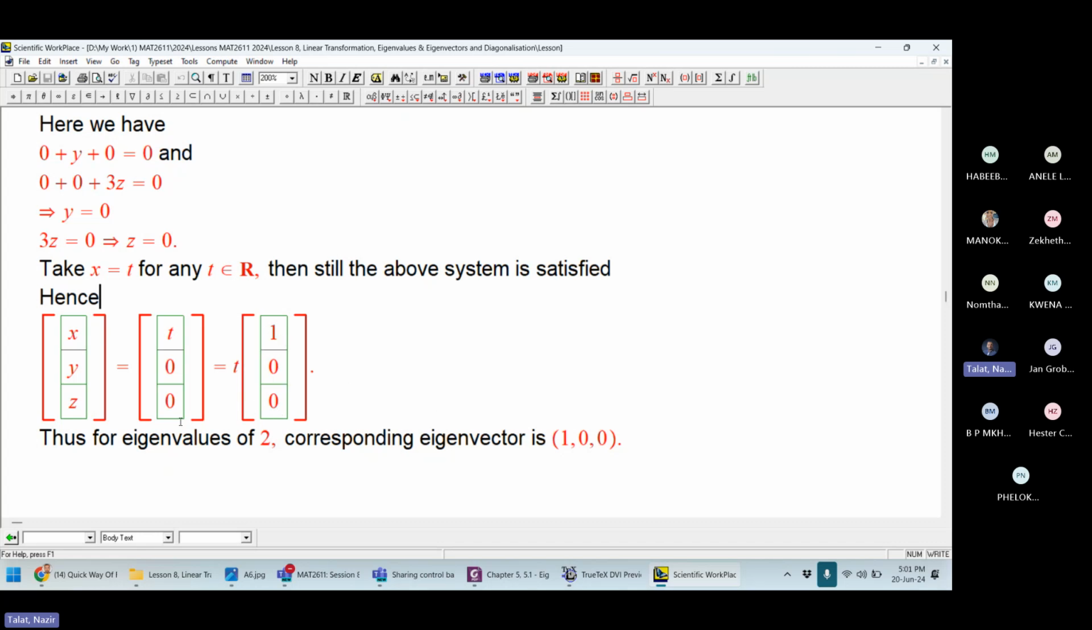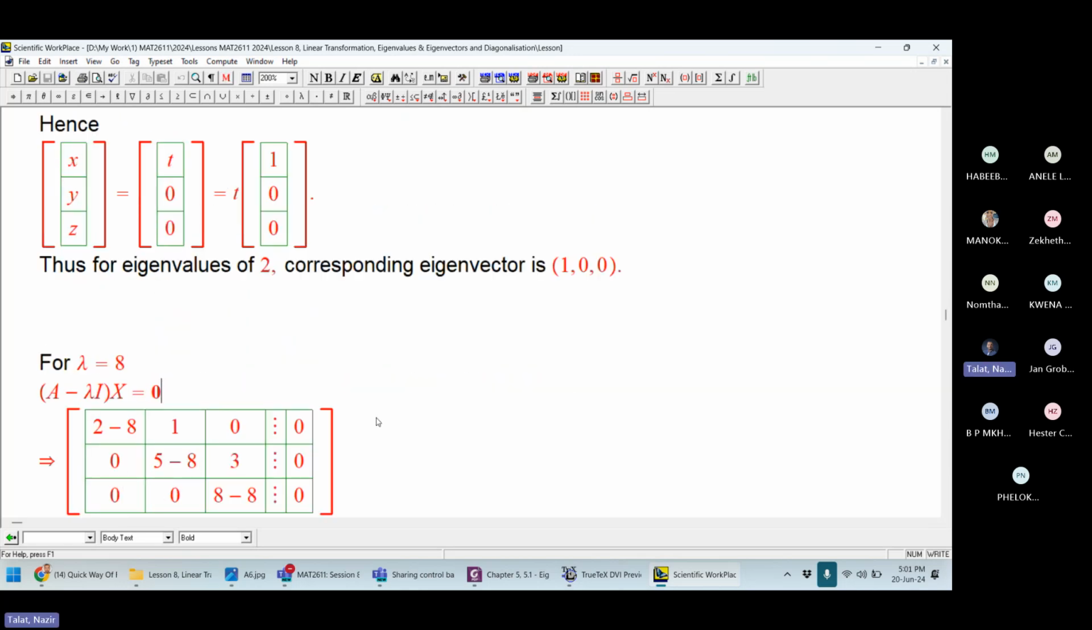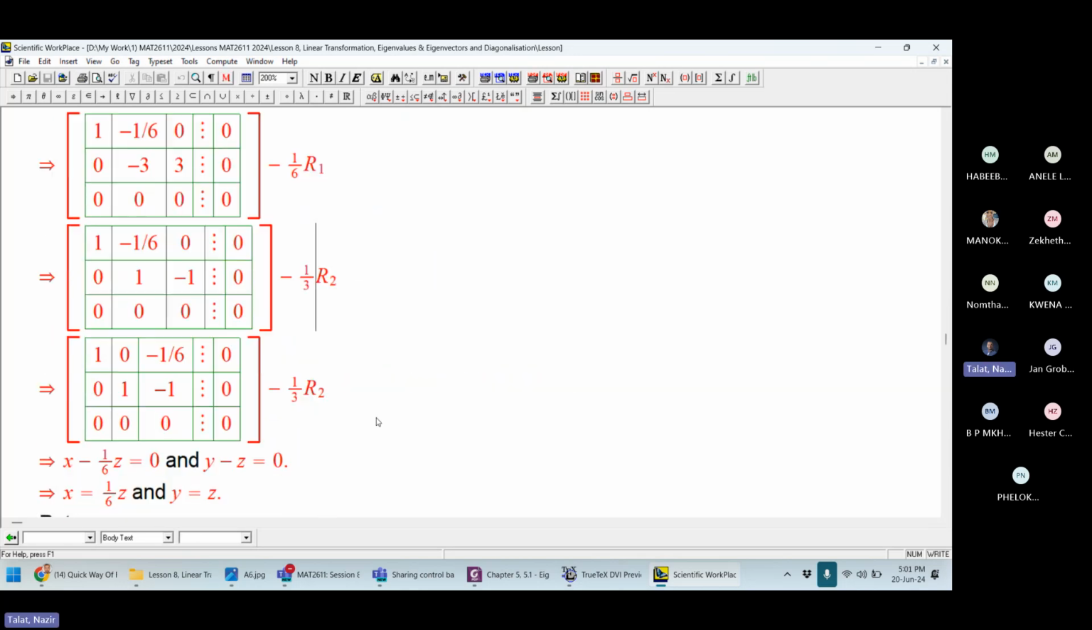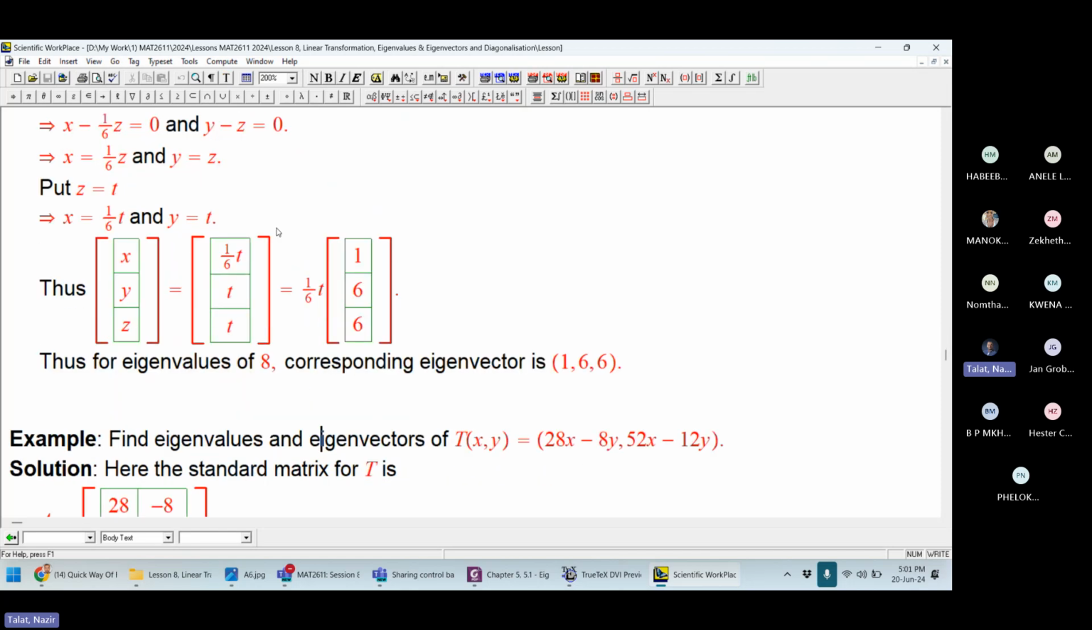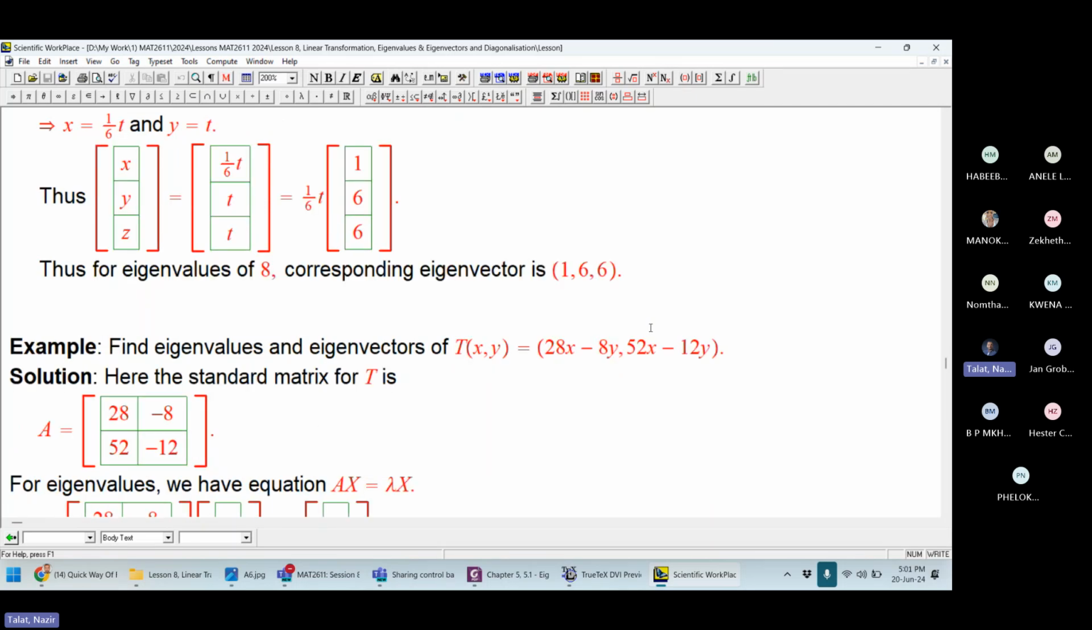Remember that this is the eigenspace because it gives a complete vector space, and this eigenvector is also the basis of this eigenspace. Similarly, for lambda equal to 8, we can put lambda value 8 and solve it to get the corresponding eigenvector. So this is the corresponding eigenvector we can attain for this case. And there are also some other examples which I will upload for you. So find the eigenvalues and eigenvectors of this operator.